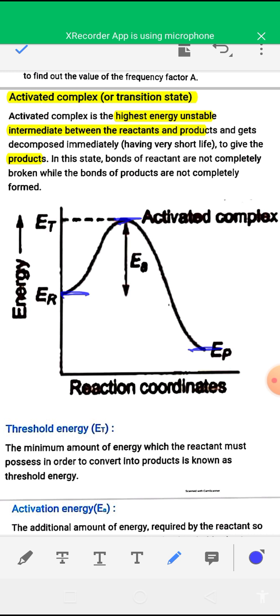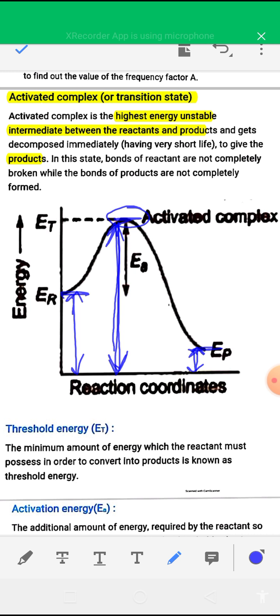The energy of this activated complex, which is written as ET, is the total energy of this activated complex, and up to this energy level is the energy of reactant, and this height is the energy of product. And this entire energy gap is known as threshold energy for the reaction.